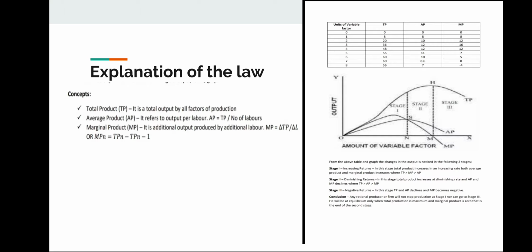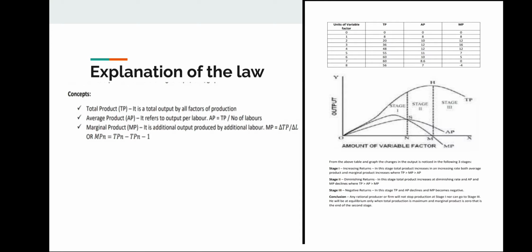Then coming to the marginal product, the addition made to the total product by employing an additional unit of variable factor is called marginal product. The formula is MPn is equal to TPn minus TPn minus 1, or MP is equal to delta TP by delta L. This is the TP, AP, and MP.